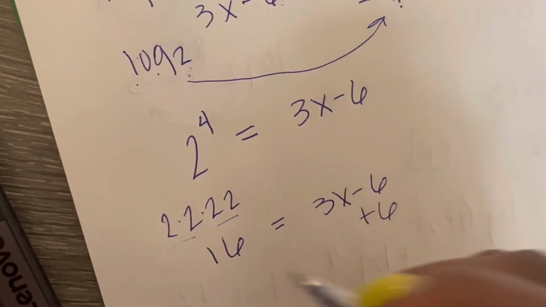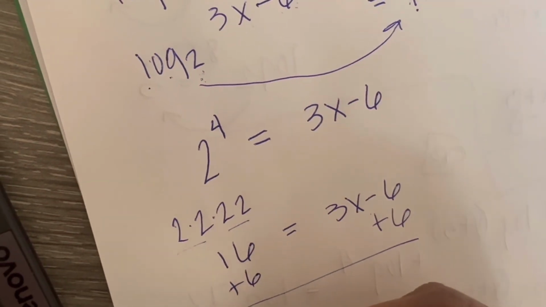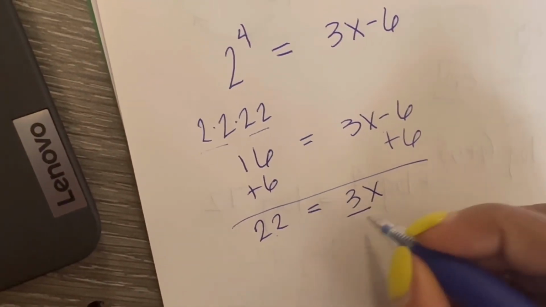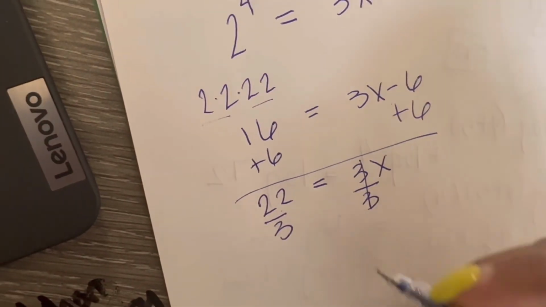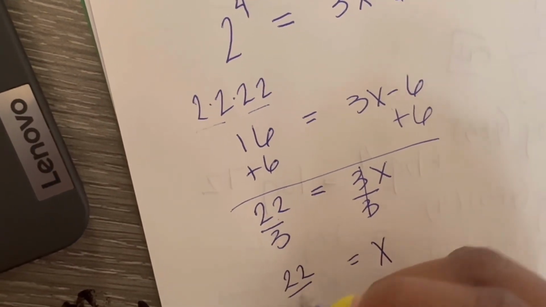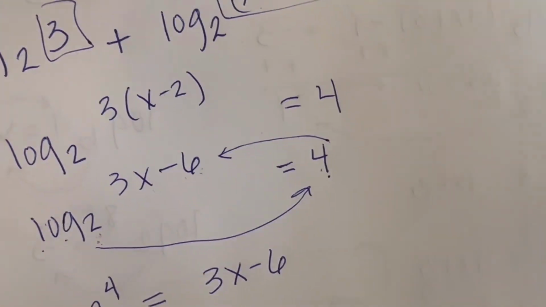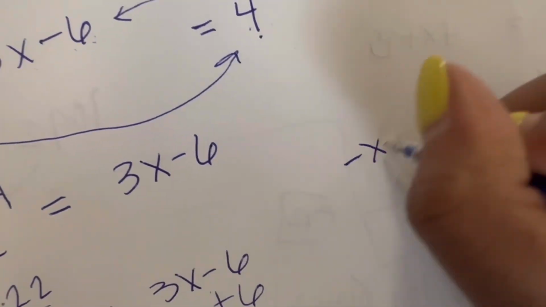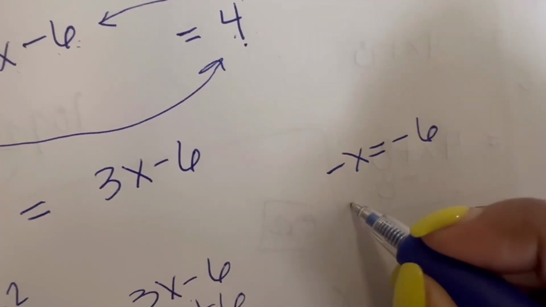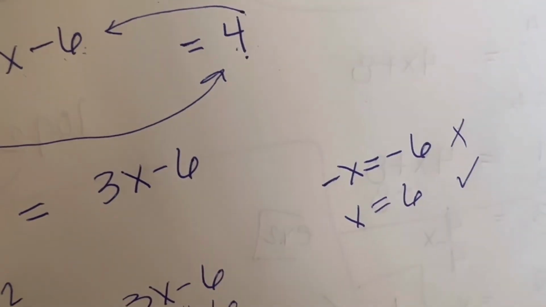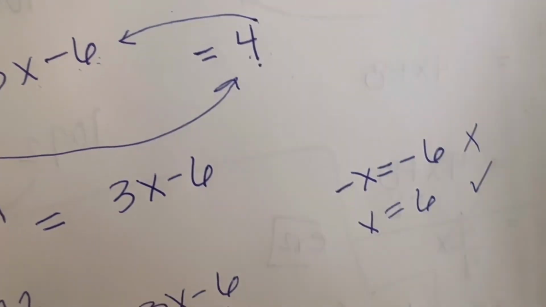Add 6 on both sides. Sometimes you'll have fractions. 22 equals 3x. Divide by 3 to get x by itself. X equals 22 thirds. Don't forget, if you end up with a negative x equals a negative 6, x equals 6. So this is not your answer. This is your answer. Okay. That's just an arbitrary side note. Okay, that was your example 3.